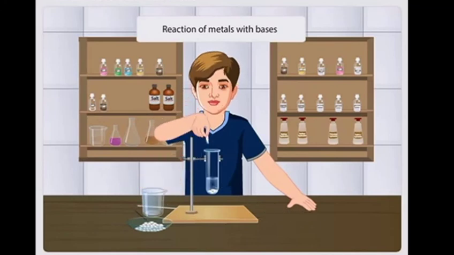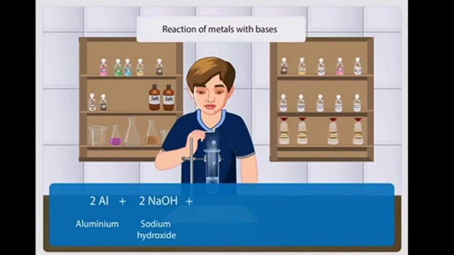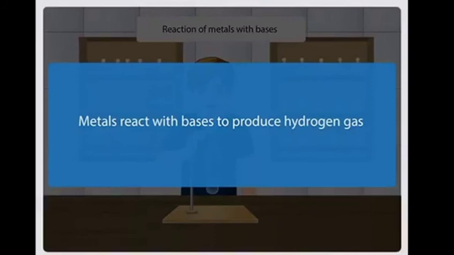Drop a piece of aluminium foil into it and bring a burning matchstick near the mouth of the test tube and listen carefully. You will hear a pop sound. What does the pop sound indicate? It indicates the presence of hydrogen gas. Here, the aluminium metal reacts with sodium hydroxide solution to form sodium aluminate and hydrogen gas. Thus, we can say that metals react with bases to produce hydrogen gas.